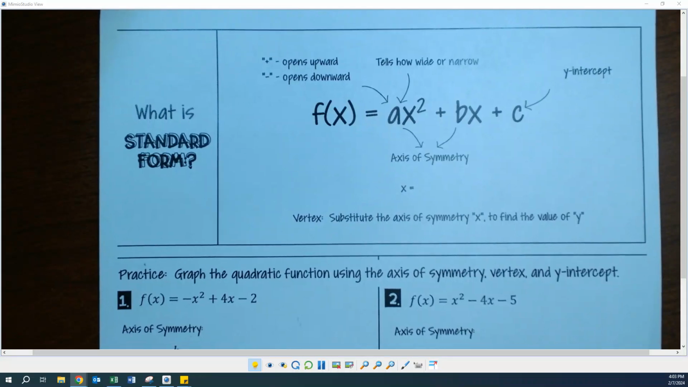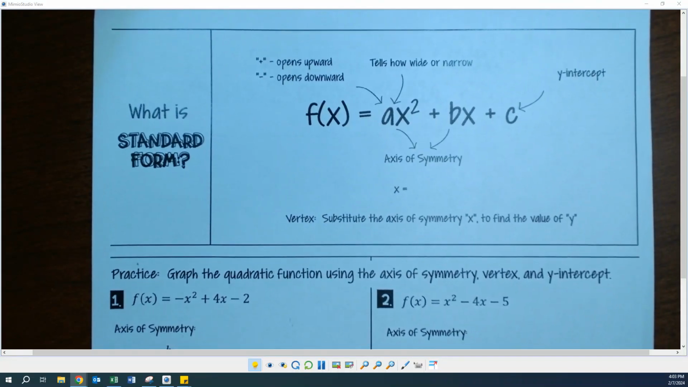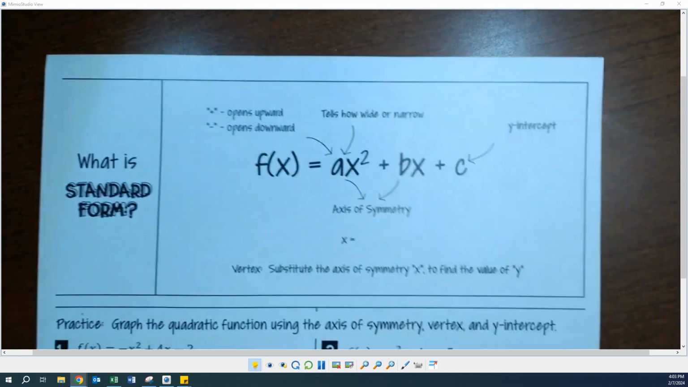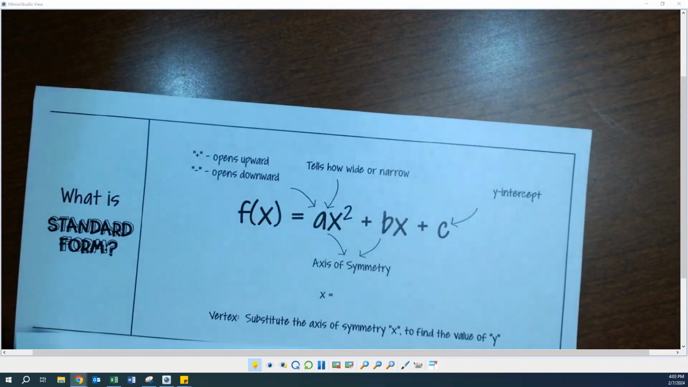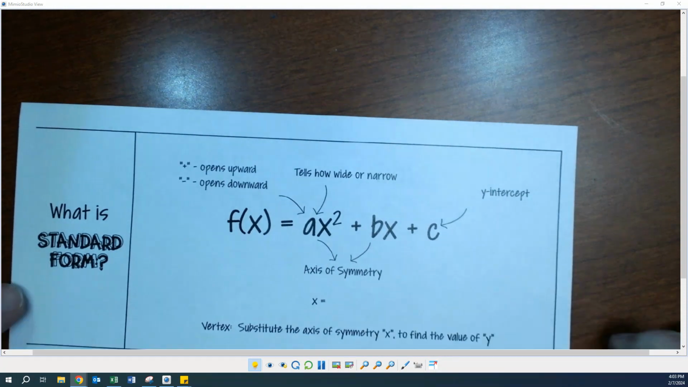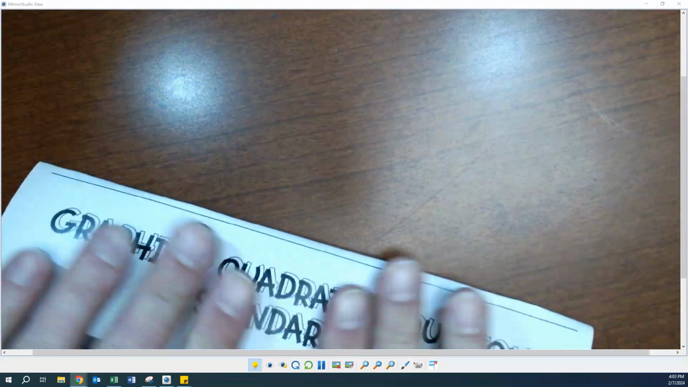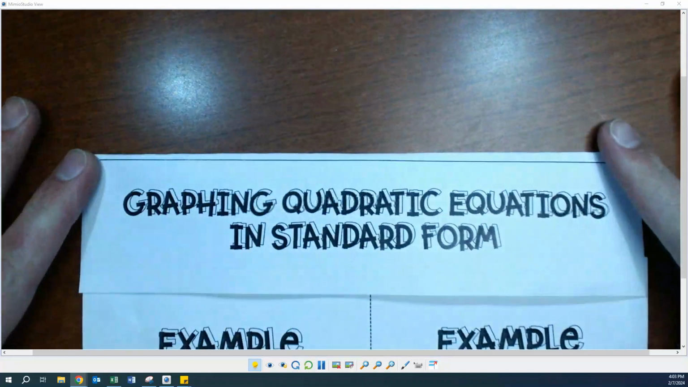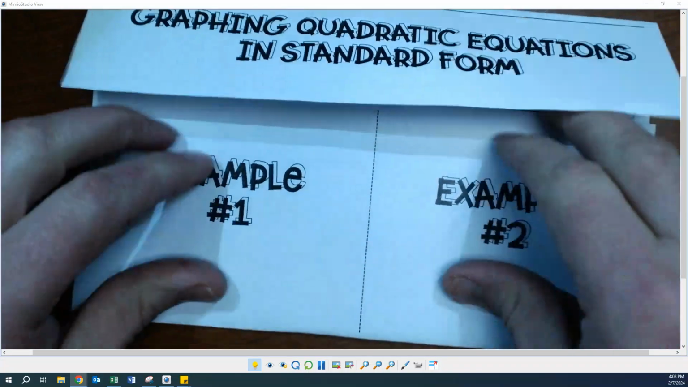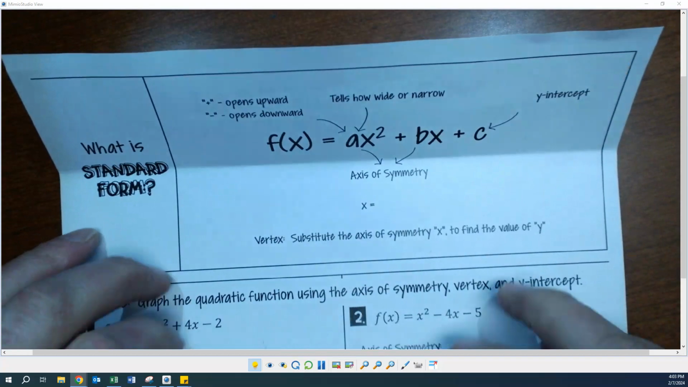All right, today we're looking at the notes for what is the standard form of any quadratic. This foldable will fold up like this. Make sure when you finish it, it gets folded and glued into your journal.